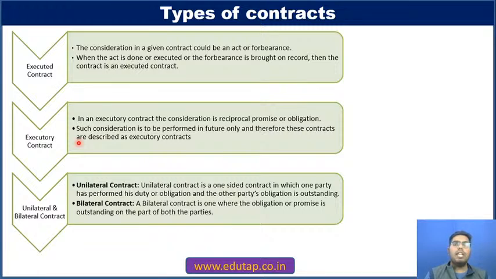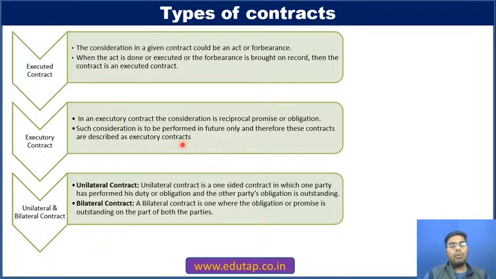Executory contract means a contract in which one party has done his function but another party has not done his function. In an executory contract, the consideration is a reciprocal promise or obligation. Such consideration is to be performed in future only, and therefore these contracts are described as executory contracts. In executory contracts, maybe both the parties have done their bit or one party has done their bit.